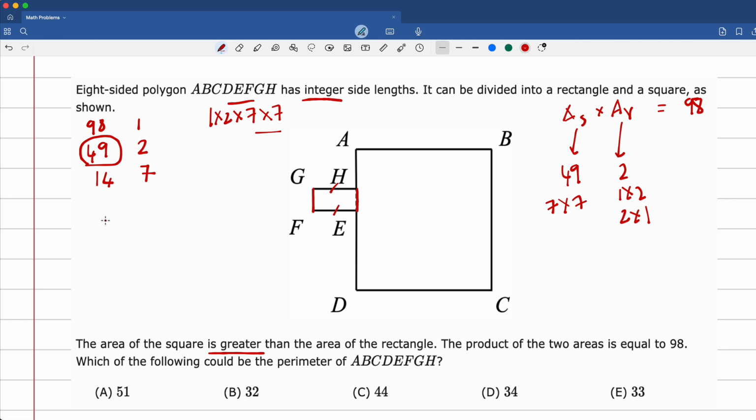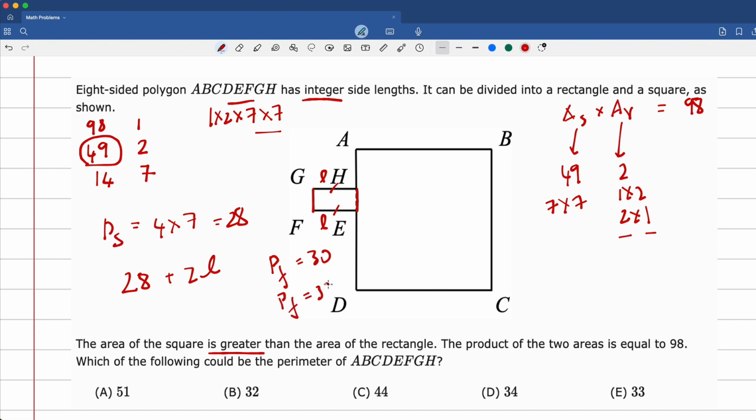So the perimeter of the square is very easy because it's 4 times the side of the square, which is 7, and therefore it's 28. Now, you can call this the length of the rectangle. So the perimeter is nothing but 28 plus 2 times the length. And the length can either be 1 or can be 2. So if the length were 1, then the perimeter of the entire figure has to be 30. If the length were 2, then the perimeter of the figure has to be 32.